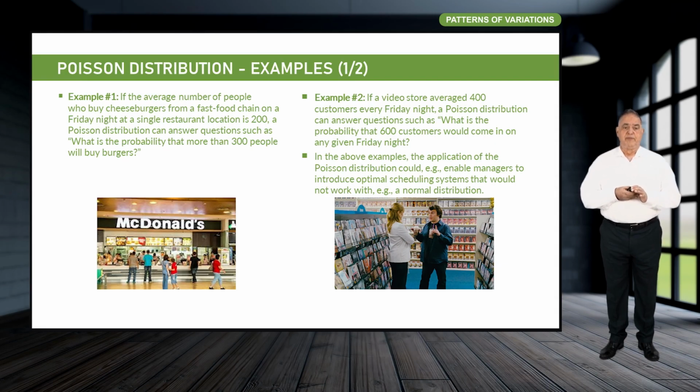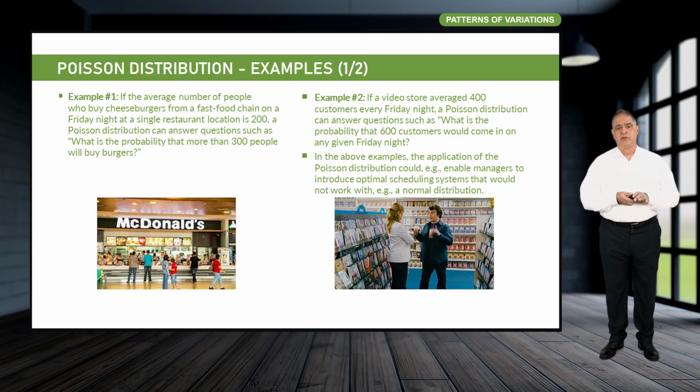If the average number of people who buy cheeseburgers from a fast food chain on a Friday night at a single restaurant is 200, a Poisson distribution can answer questions like, what is the probability that more than 300 people are going to purchase cheeseburgers from the same restaurant, from the same fast food outlet?